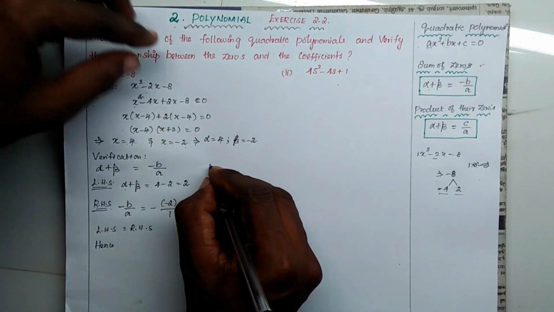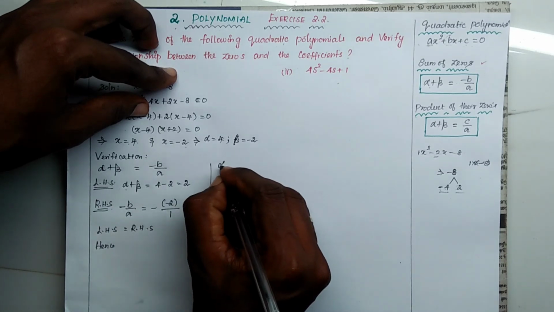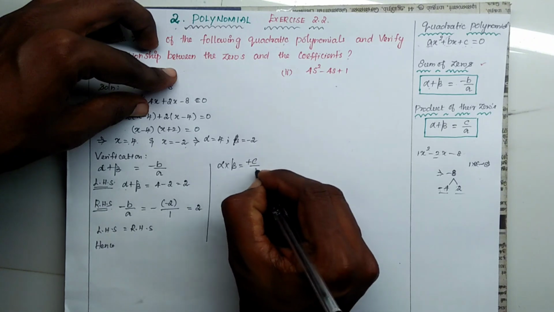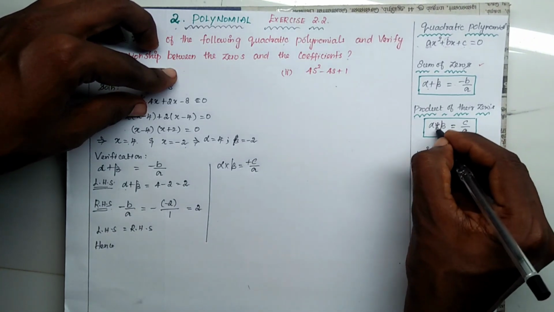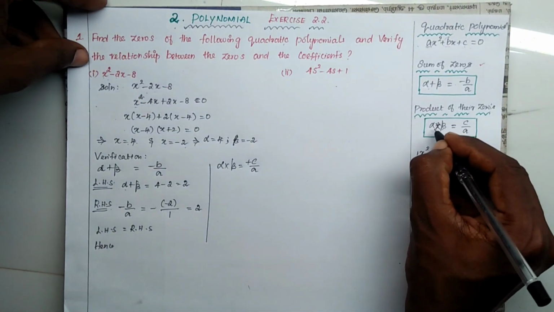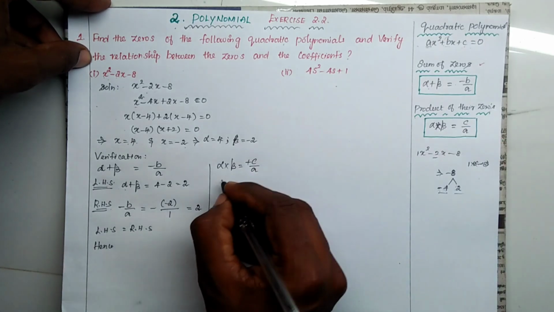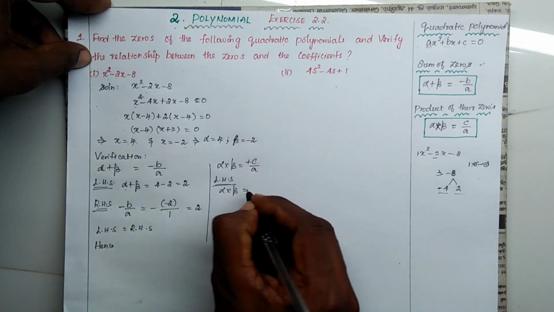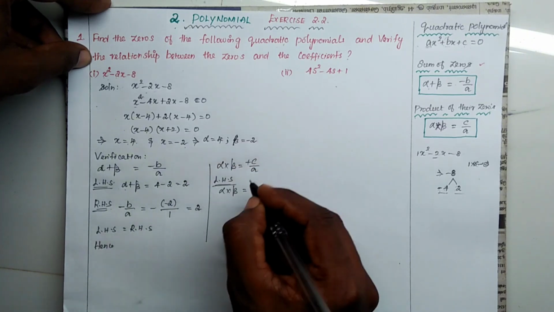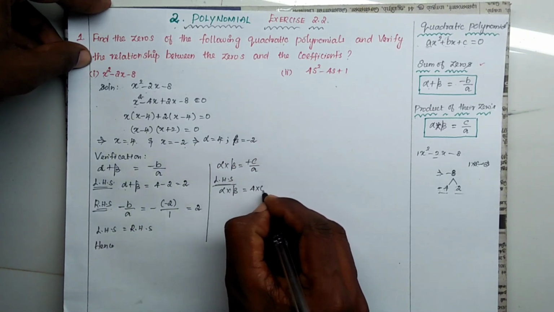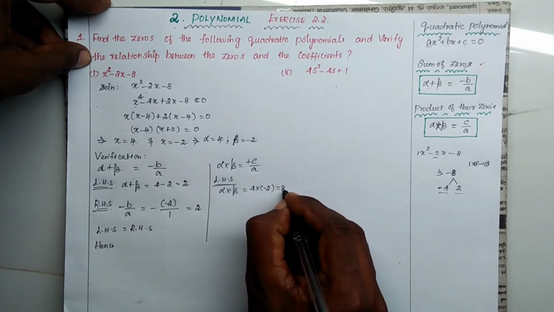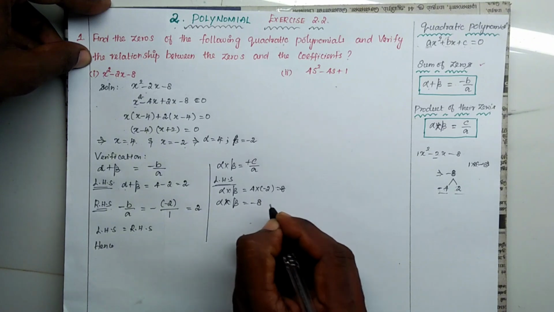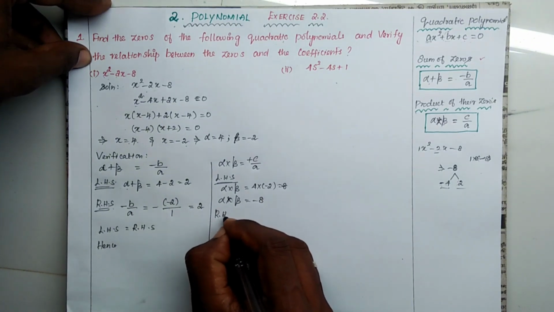Now we are going to find alpha into beta is equal to plus c by a. This is the product. Product of the zeros is c divided by a. First take the LHS: alpha into beta. We have the two zeros of the polynomial, alpha is 4 and beta is minus 2. So now we are getting minus 8. So alpha into beta is minus 8, and the RHS we have to find.